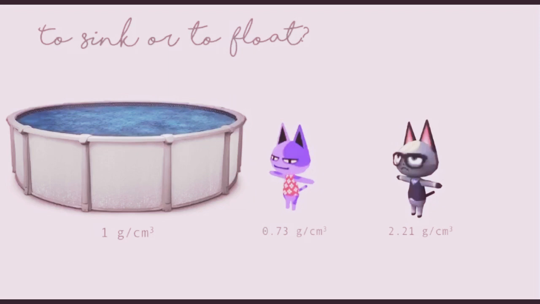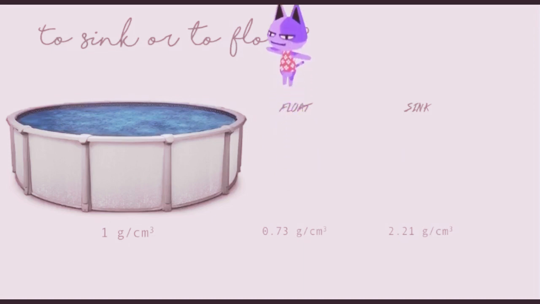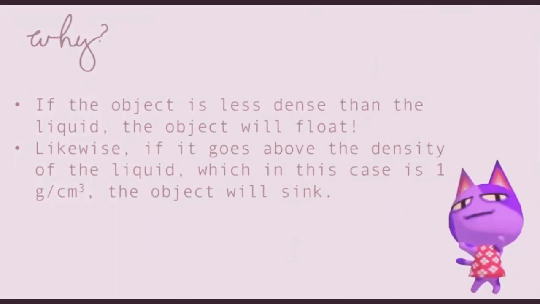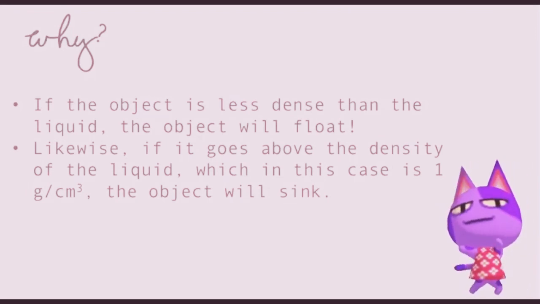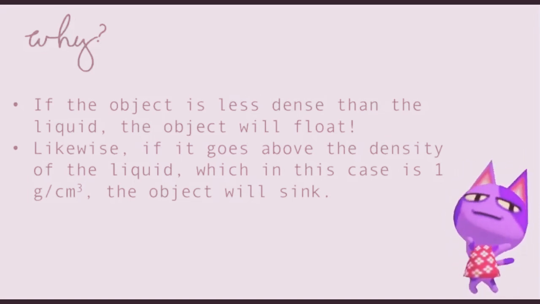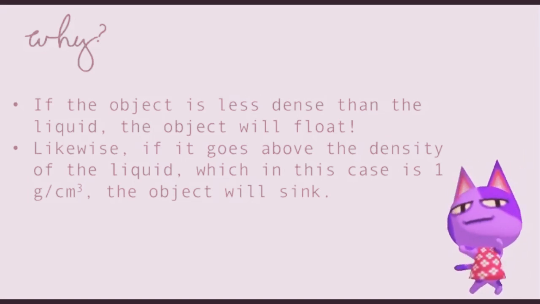And here are the answers. Bob will float while Raymond will sink. Now why is that? Here is the reason. If the object is less dense than the liquid, the object will float. The example is Bob. Bob has a density of 0.73 while the water has a density of 1.